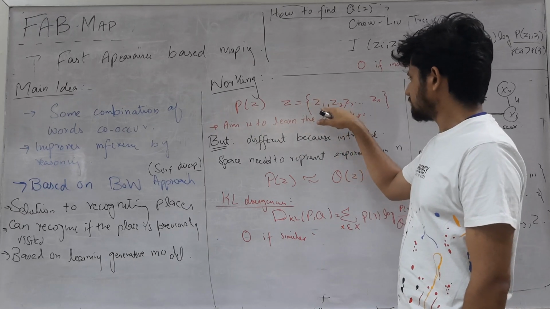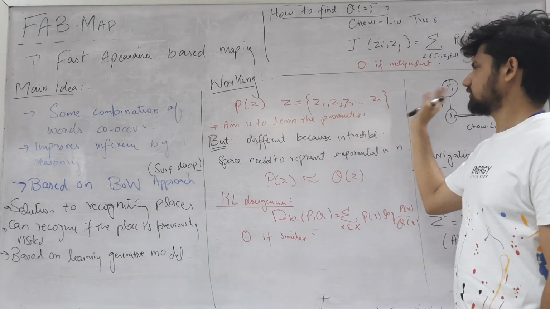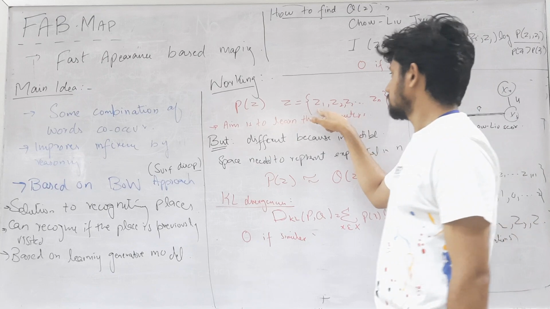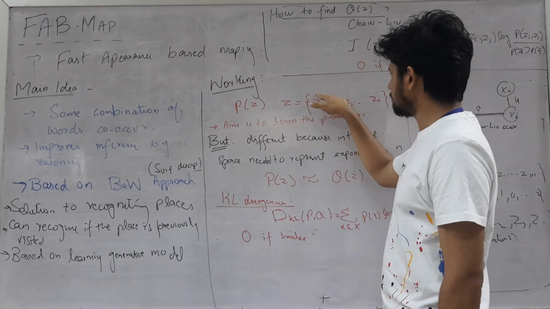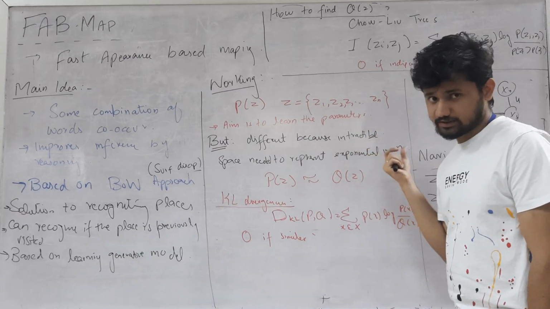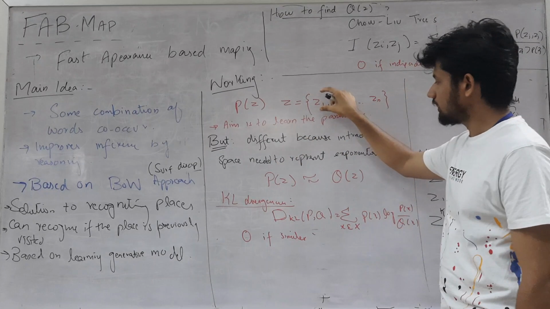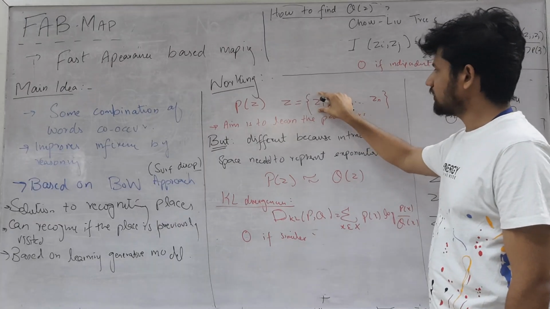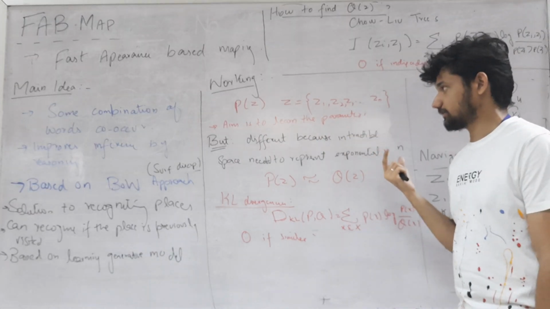If z1 is the first descriptor, z2 is the second descriptor, z3 is the third feature, and every feature here is a random variable. So the observation, which is Z, is a set of multiple random variables. So one observation consists of different features, and each feature is a random variable. The whole observation is a set of multiple random variables.